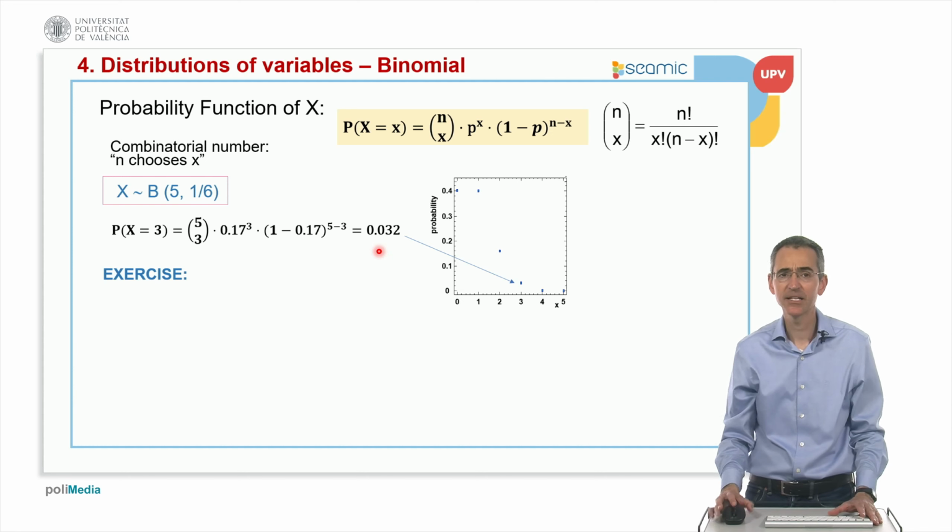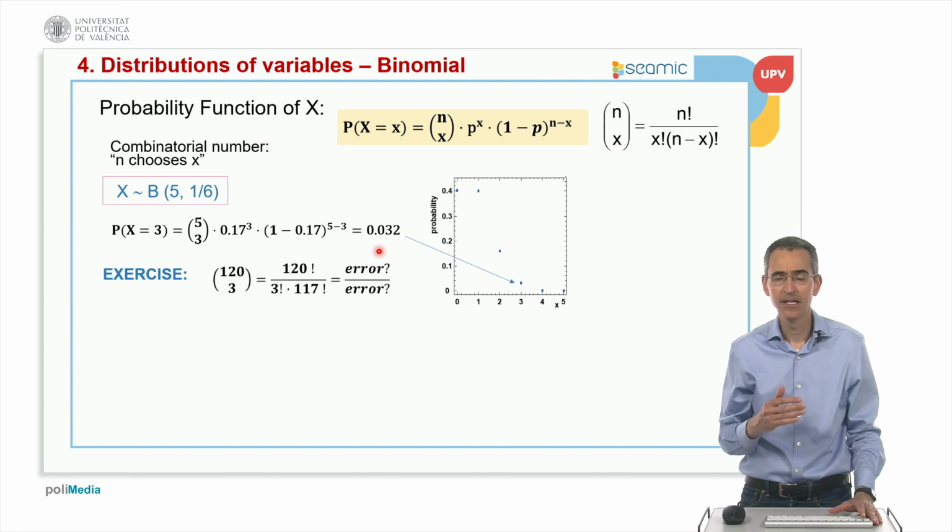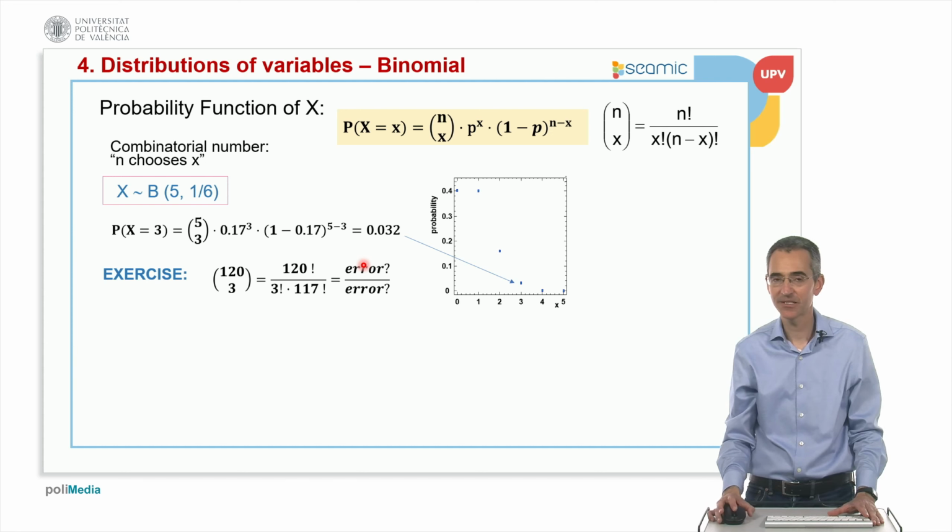Okay, so let's now think about the following exercise. Imagine that we want to do a probability calculation with the binomial, and we have to compute the combinatorial number 120 choose 3. So we have to apply the formula that I have just talked about, and then it is 120 factorial. What happens? This number is very, very big. If you take a calculator and you put 120 factorial, it gives you an error, because it's much bigger than the maximum value allowed by most calculators.